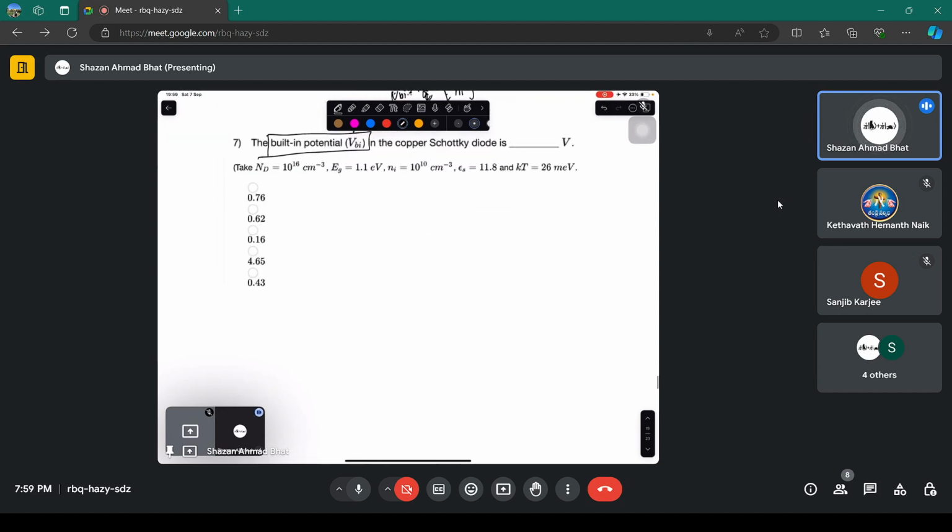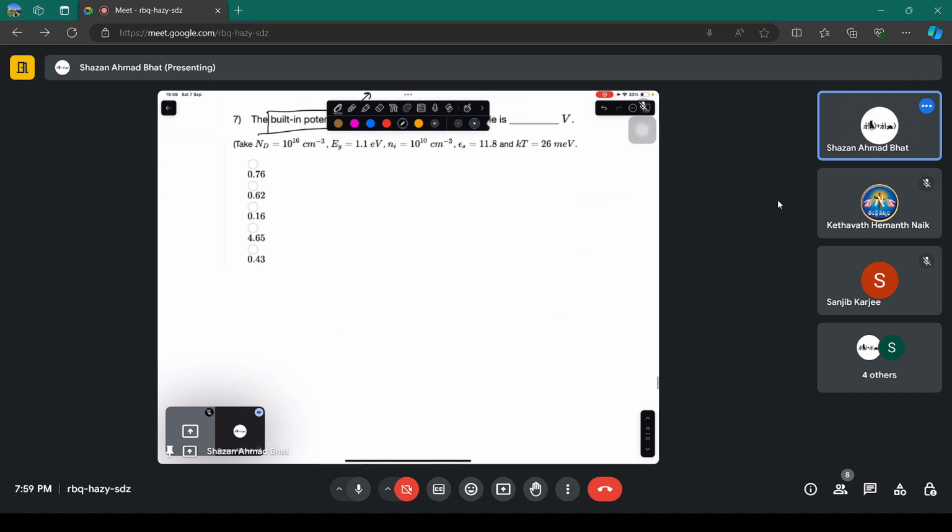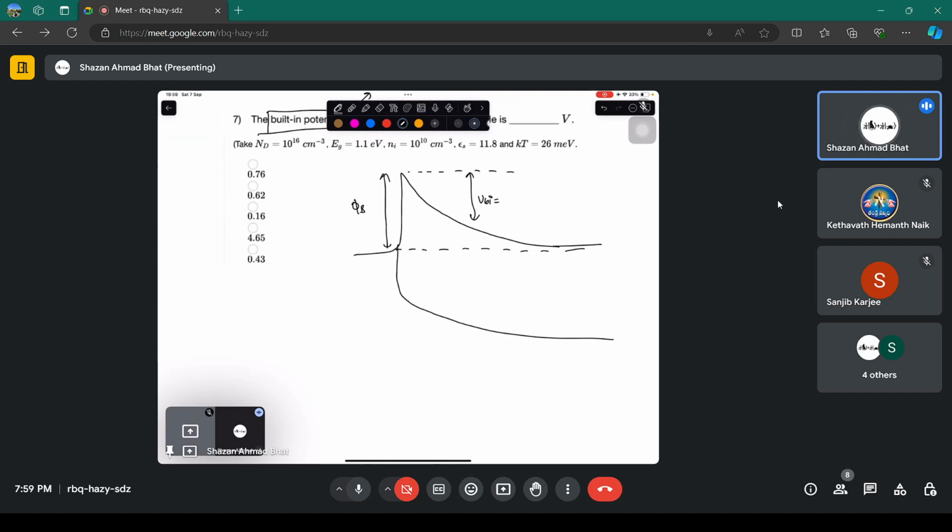So now what you have to calculate is the built-in potential. This is the built-in potential. This is the barrier, this is the Schottky barrier. This is the built-in potential. Okay, don't get confused with it. So this particular thing you need to compute, and how you're going to compute it is, I should say, from the figure itself.